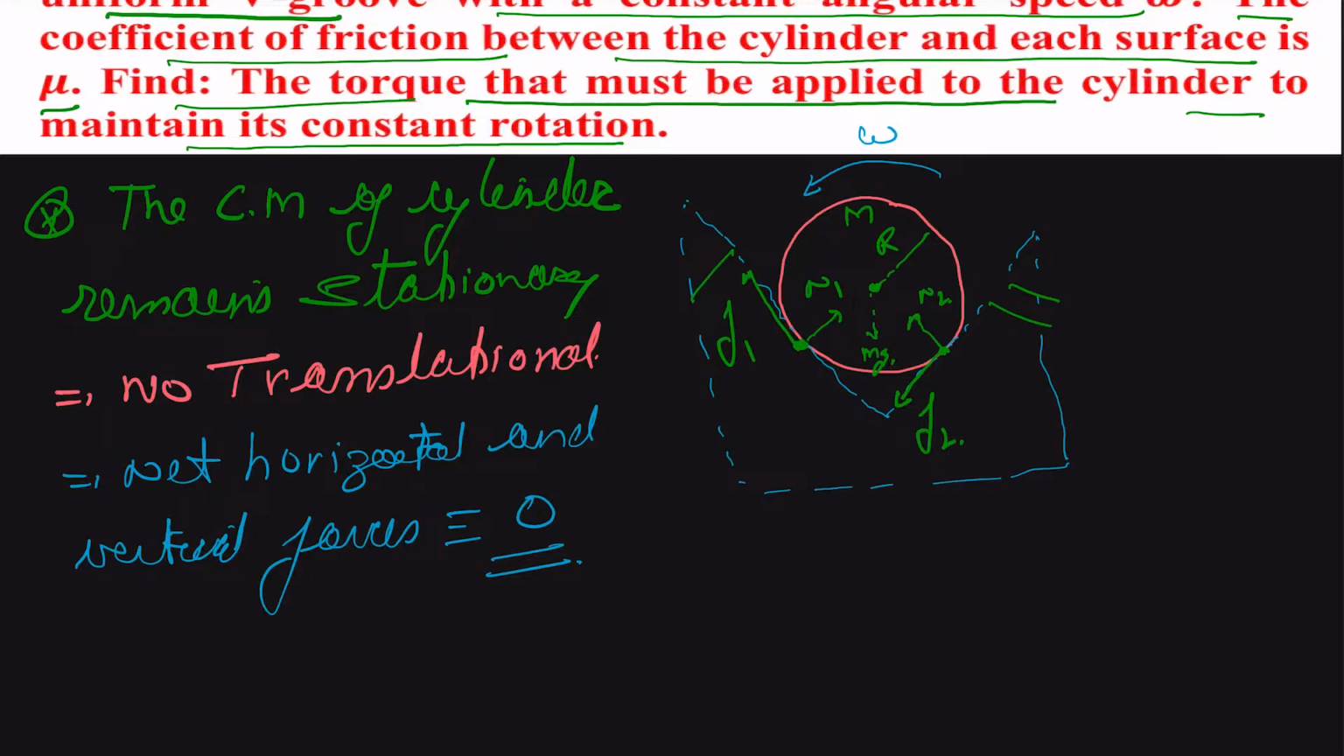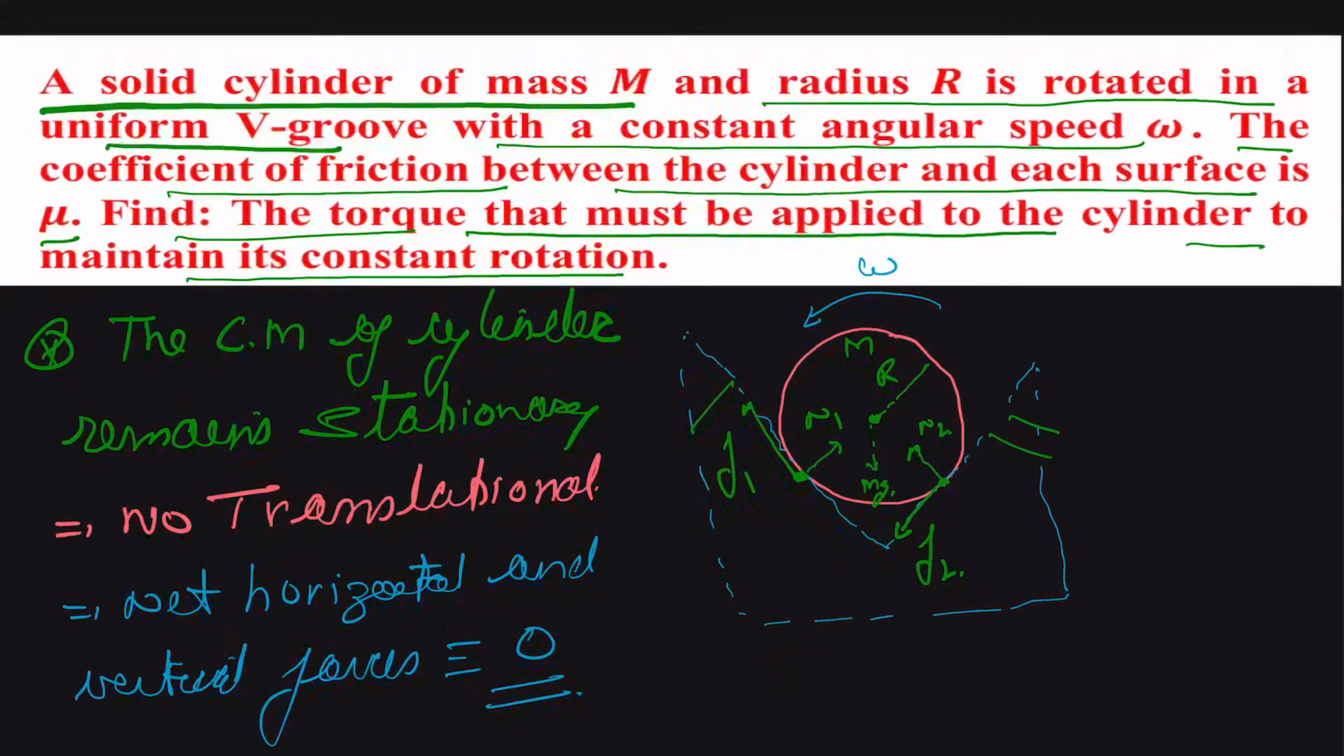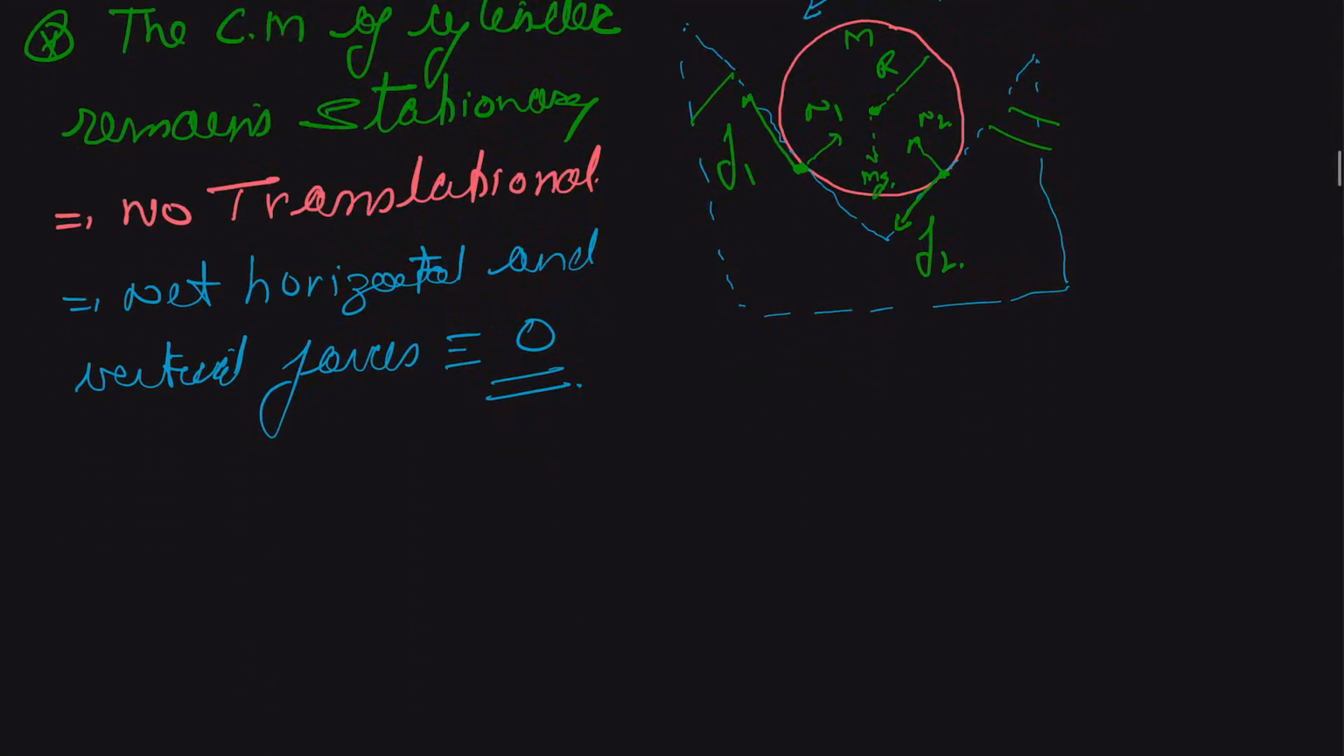And rotation is because it is saying that it is having a constant angular velocity. So therefore we can say that rotation is steady.